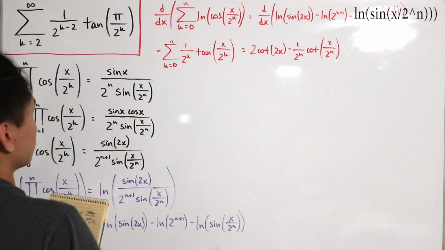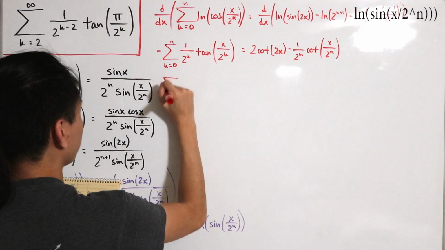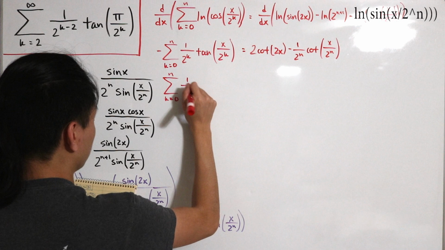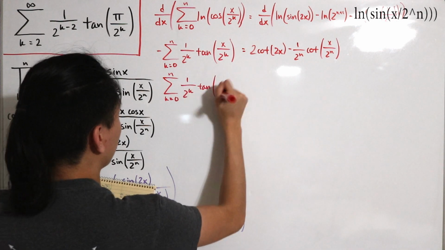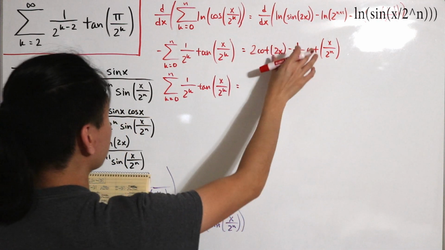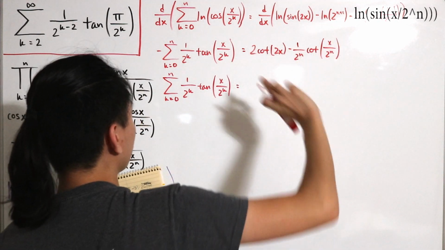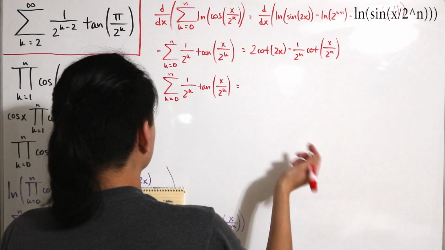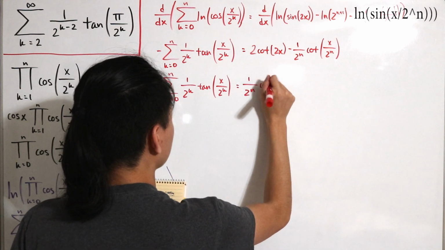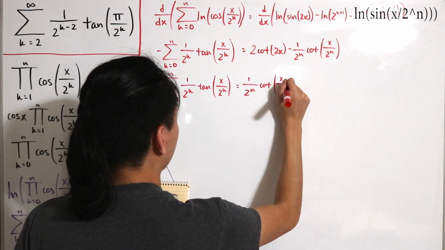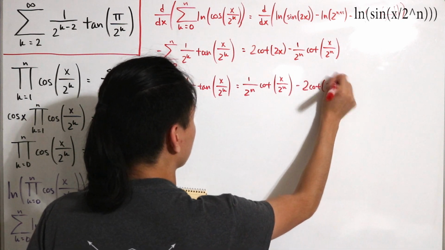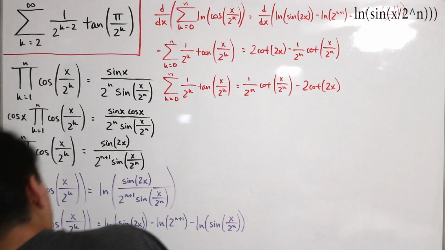So now here, let's multiply negative 1 to both sides, so now everything will change. So we have a positive on the left-hand side, the sum of 1 over 2 to the power k, then tangent of x divided by 2 to the power k. And on the right-hand side, this will be a negative, that will be a positive, so why don't I just rearrange those terms based on the commutativity from there. So we have 1 divided by 2 to the power n, cotangent of x divided by 2 to the power n, then subtract 2 times cotangent of 2x. That's nice. So that's what we have so far.